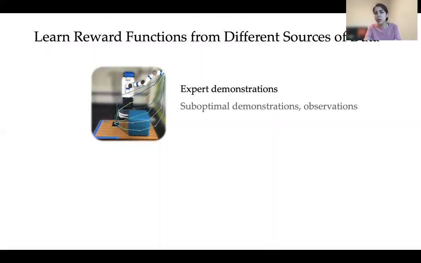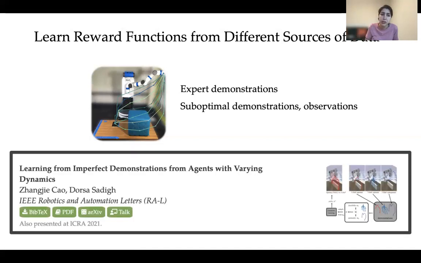Specifically, one direction that we are looking at is other sources of data like suboptimal demonstrations. If you bring in a person to teleoperate a robot, they're often not going to be providing expert data. They're not often going to be providing optimal data. So we're looking at how we can learn from suboptimal, imperfect demonstrations. And we actually have a work on this at ICRA this week, which is exactly focused on learning from imperfect demonstrations, or demonstrations that are coming from agents with different dynamics or different embodiments. How could we use that data in order to better learn a reward function and preference model?